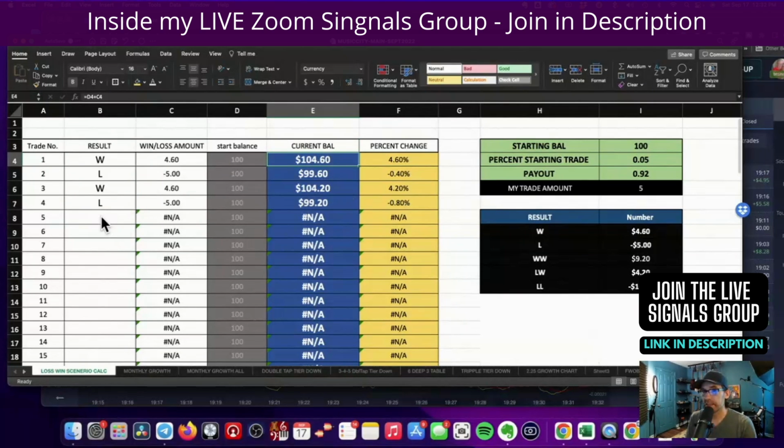So you're only down 80 cents. So if you win the next trade, then you're up $3.80. Okay, and then you can just keep doing this. And what I did is I went through and did some of my last trading sessions and typed in my win-loss.